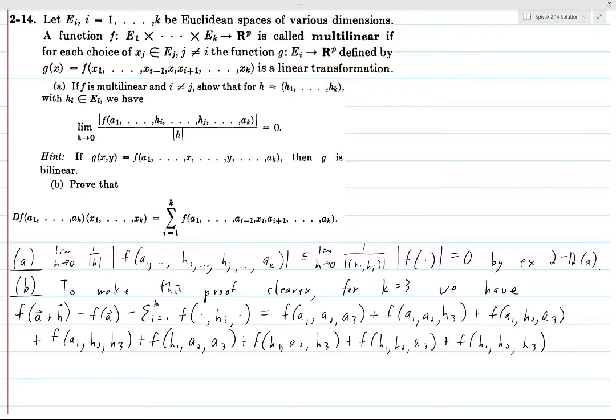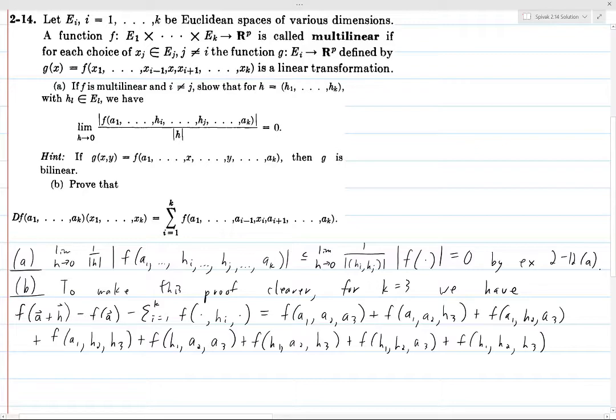And what the terms look like is you have f of 3 things, and for each term you have each unique combination of ai's and hi's. The first term is all of them are a's, the last term is all of them are h's, and in between we have all other possible combinations. All right, so that's what happens when we expand the first term.